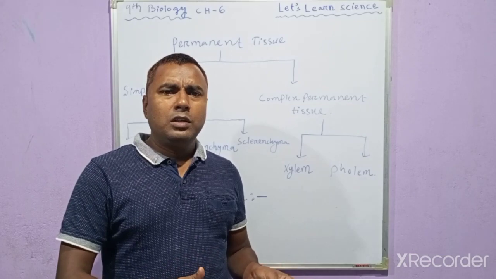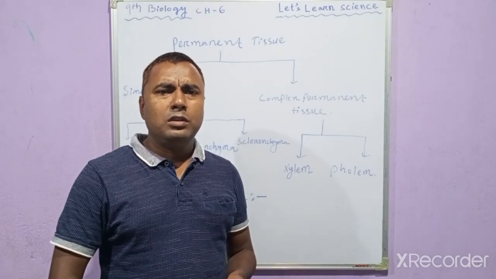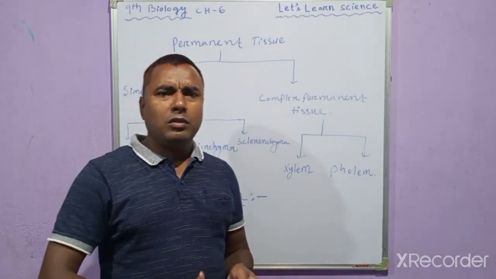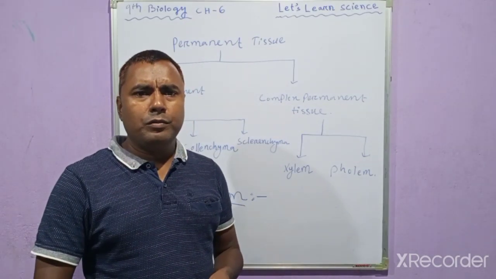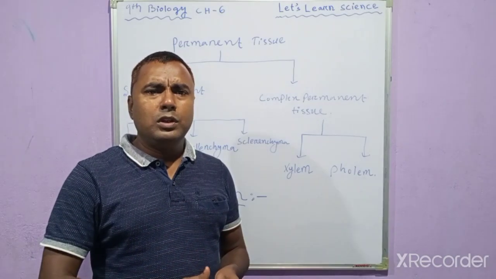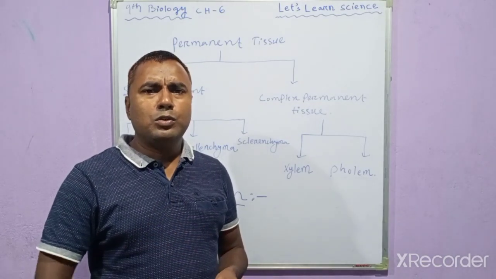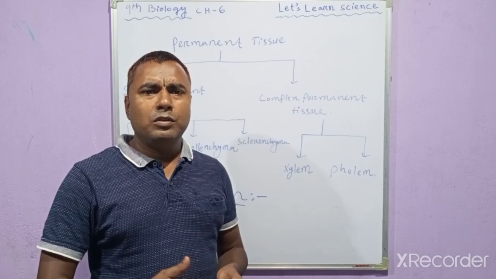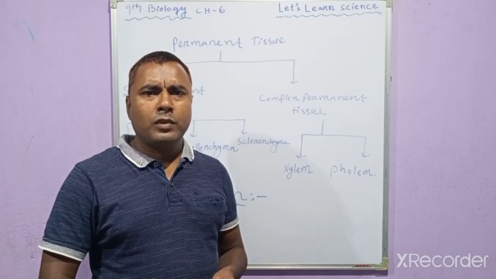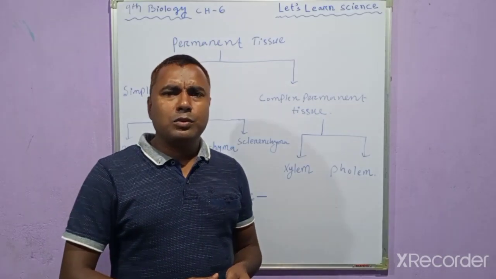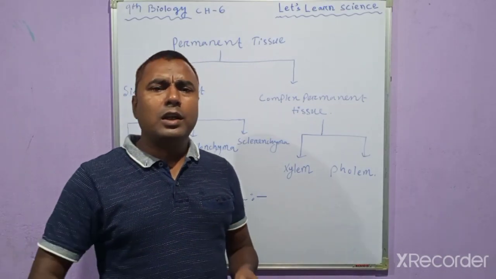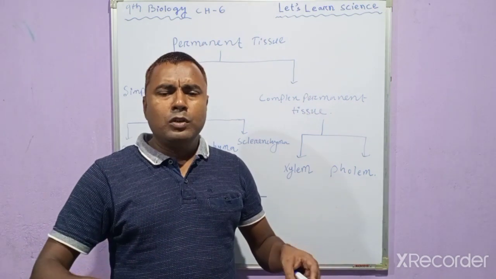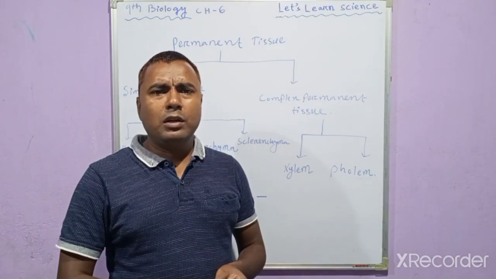The function of the apical meristematic tissue is primary growth. It increases the length or height of the plant. Then intercalary meristematic tissue helps in the growth of different organs of the plants like fruits, leaves, etc. Then lateral meristematic tissue helps in the lateral growth of the plant, that is branch-wise. So it helps in the secondary growth of the plant.